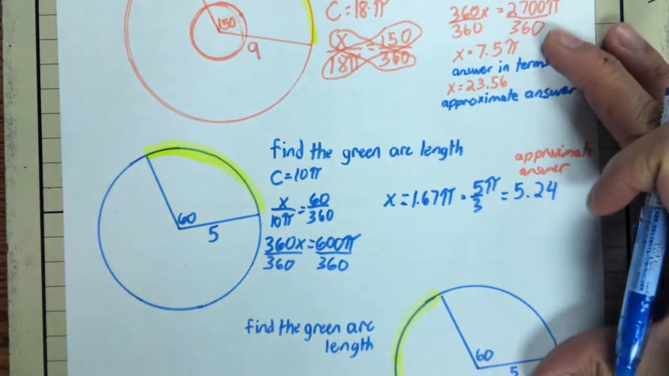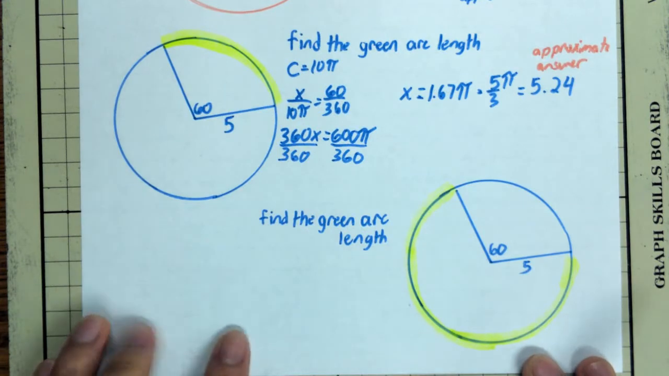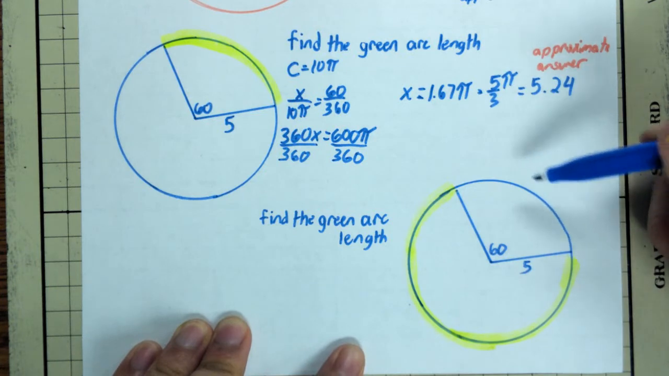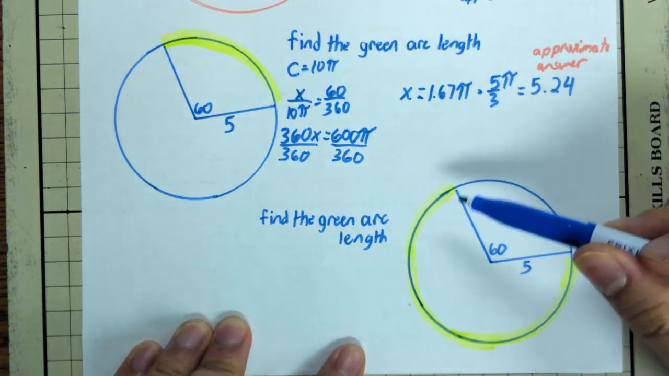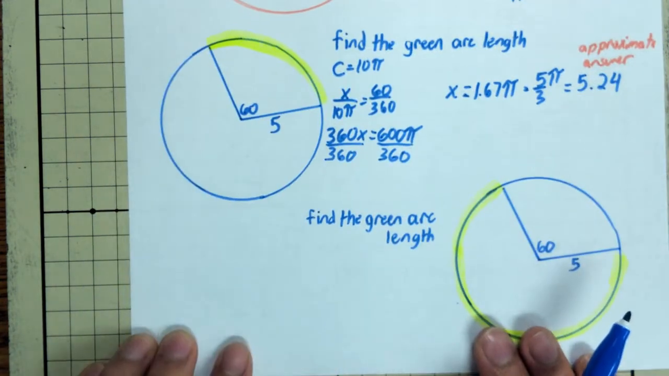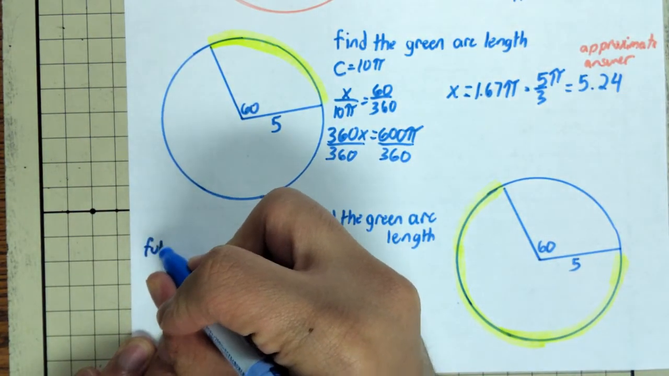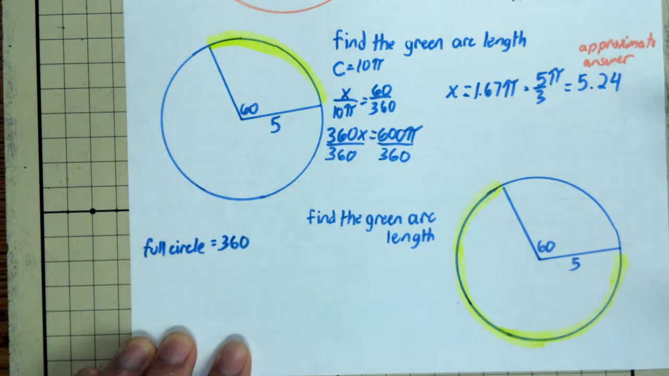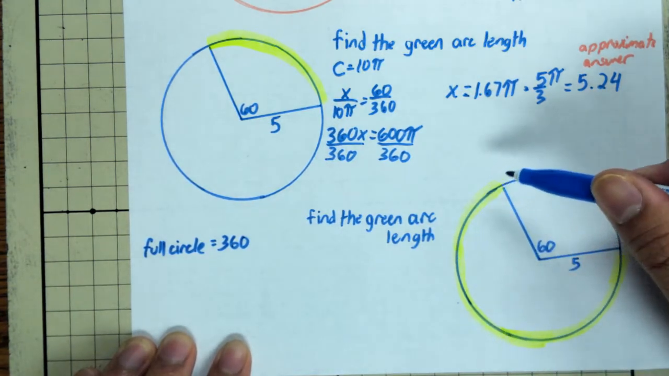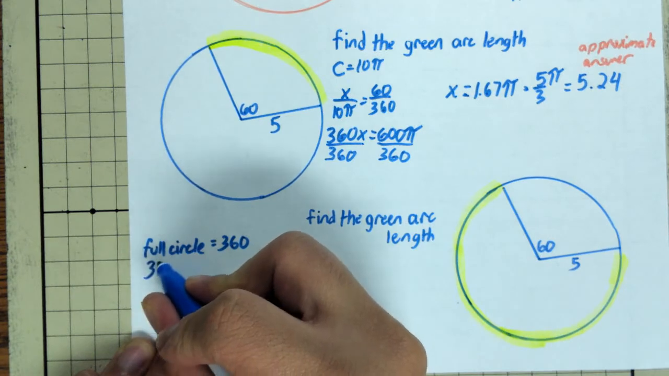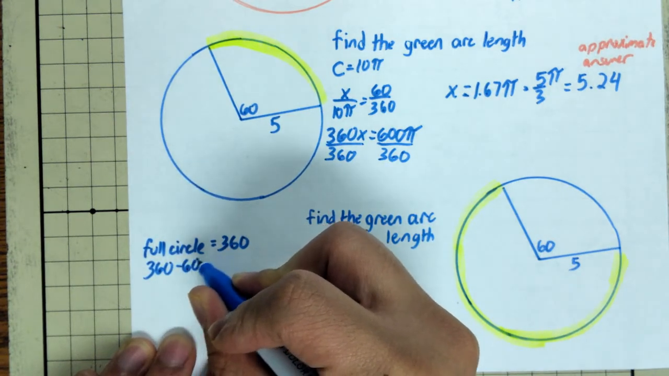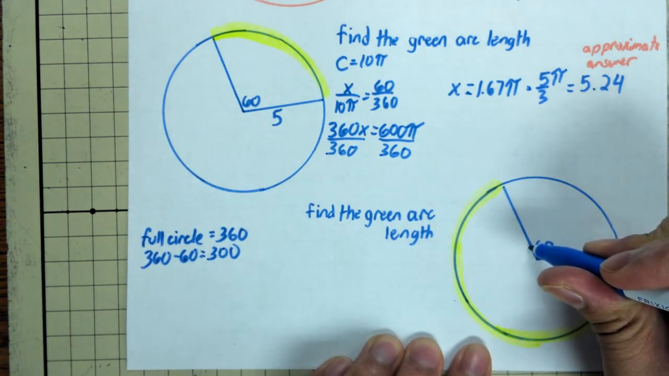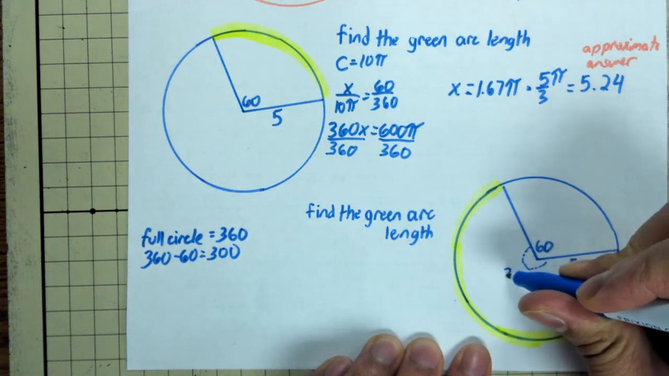Alright, one last example. Again, find the green arc length. So this time notice 60 degrees goes for this angle in blue, which we don't need for this problem. What I want is the other part in green. So to find that, remember that full circle is 360. I only want the green part, meaning I want to take away the blue part, so we can do 360 minus 60 to get 300. So what this means is your angle over here is 300 degrees.